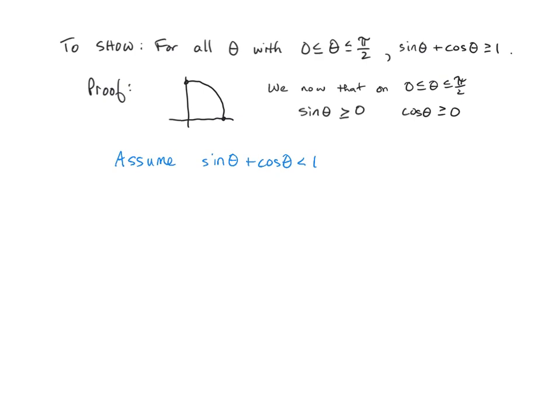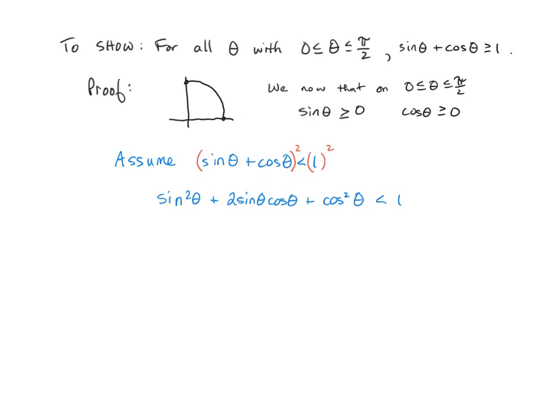Now, here's where we're going to do a little bit of manipulation. It's helpful to remember some trig. And I know that if I had some sine squared and a cosine squared, that would be kind of helpful. So I'm going to go ahead and square both sides of this expression, and we know that we can completely do that. So when I square it, I will have sine squared theta plus 2 sine theta cosine theta plus cosine squared theta is less than 1.